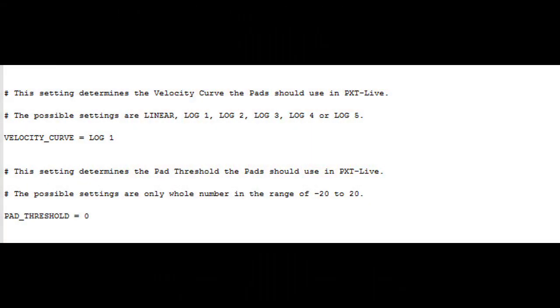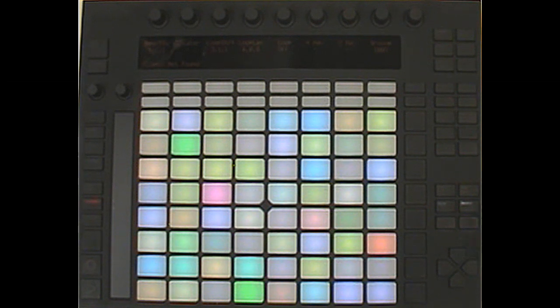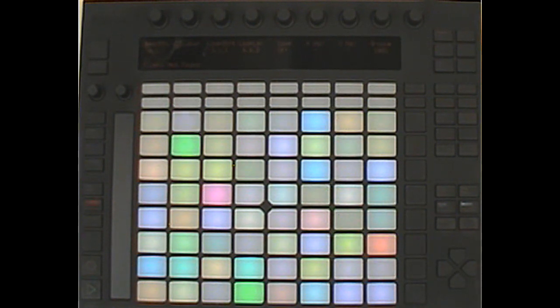In the User Preferences file, you can now specify a velocity curve and a pad threshold. The settings available for these are the same as those that are available in Push's default functionality. When the matrix is assigned a session control, either in accessory mode or the clip play poly submode, the LEDs will always reflect clip color, even if the clip is triggered, playing, or recording.